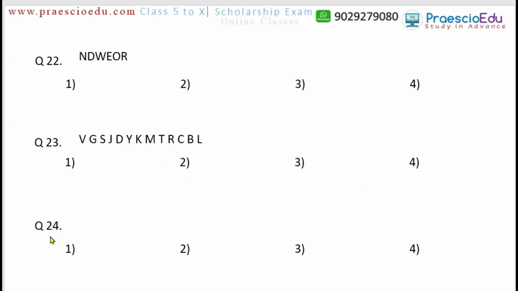Let's move to question number 22. From the group of letters N, D, W, E, O, R, these are the letters given, form a meaningful word. What is the synonym of the word formed by the letters at the third place from the right and second place from the left of this word? So first we have to find the meaningful word. So here W, these are WONDER. This is the word formed from these letters.